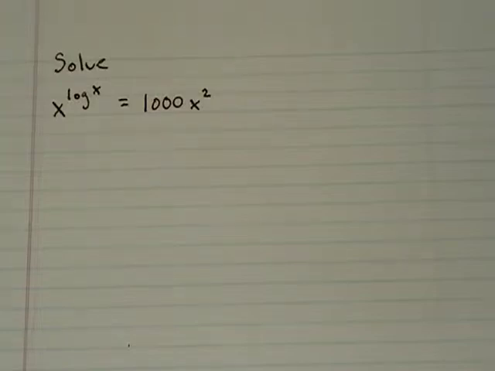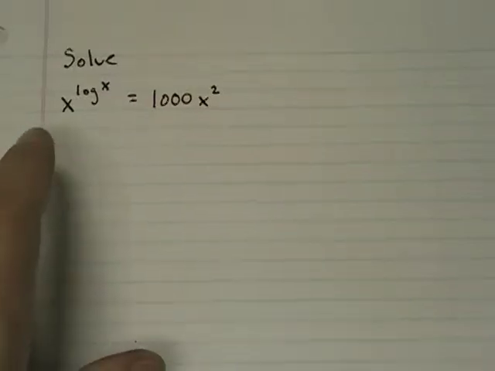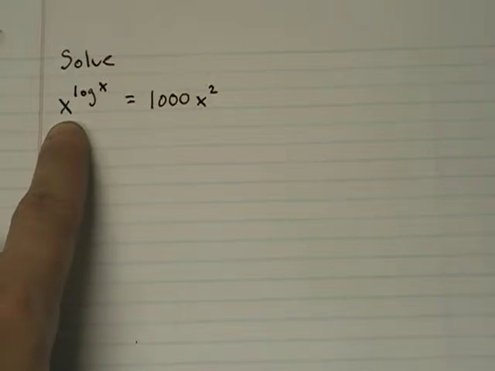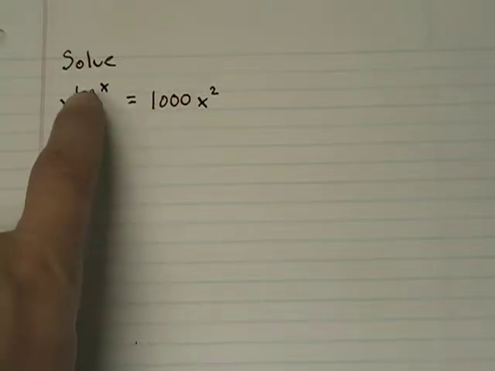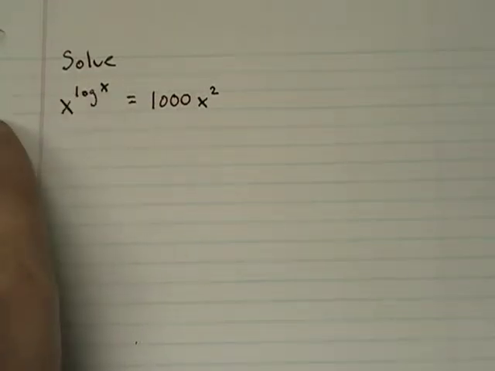So today we've been asked to solve x to the log x power equals 1000x squared. And what I'm going to do today is exploit a property of logarithms. We're going to take the log of both sides, because I don't like having this logarithm as part of an exponent. If I take the log of both sides, this exponent can come out as a multiplier.